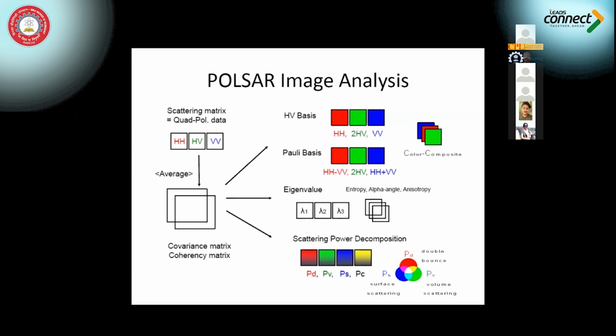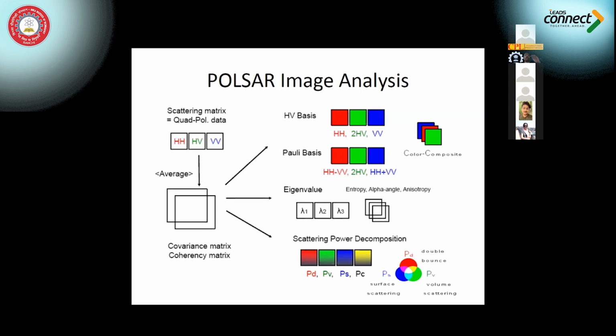Okay, but it does not give a very straightforward interpretation. That's the difficulty of this eigenvalue decomposition. And the HV and Pauli bases have such representations, but they are not accounting for all the polarimetric information in these two representations. Another one is, suppose you have the T matrix and you are able to get the exact scattering power: volume scattering power, double bounce, surface, helix, and so on.